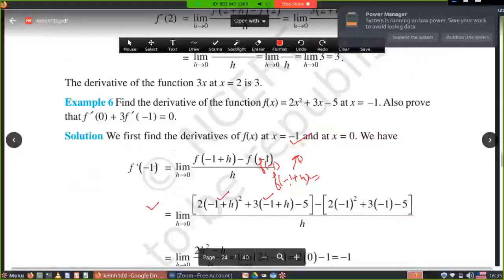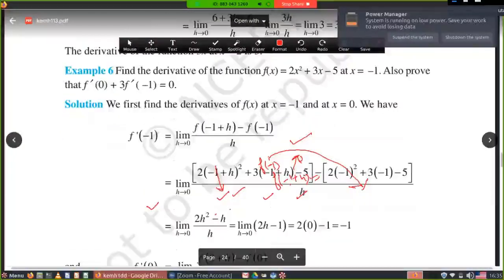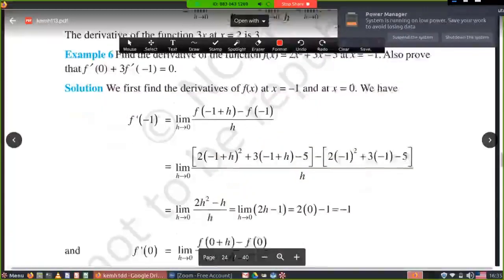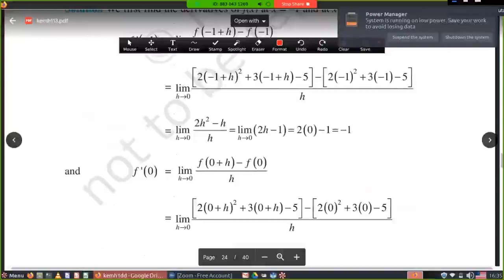Now, you will get like this. 2 into minus 1 plus h whole square, 3 into minus 1 plus h, minus 5. This is f of minus 1 plus h. And f of minus 1 is this one. Simplify it. After cancelling the common terms, you are getting that is equal to minus 1. If you want f dash 0, it means a is replaced by 0.